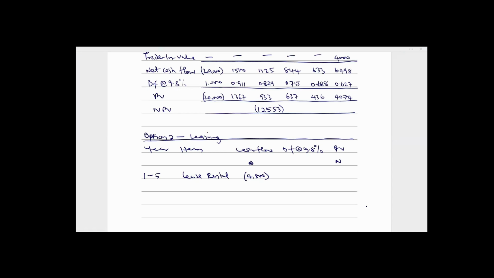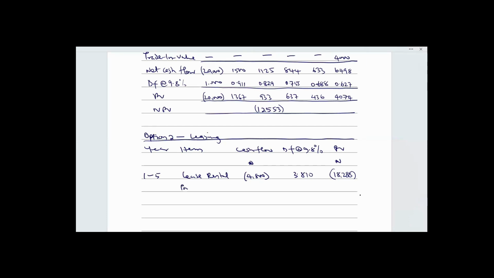1.098 raised to power 5 minus 1, divided by 0.098, equals 3.810. Then 4,800 multiplied by 3.81 equals 18,288. That's a cost.